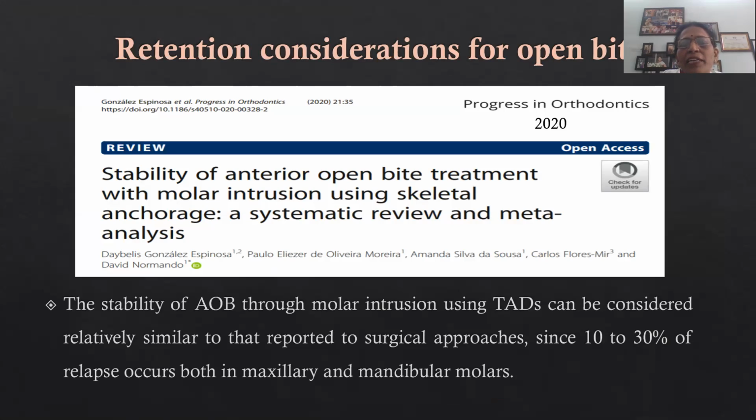So this is a systematic review and meta-analysis published in Progress in Orthodontics, where they have studied the stability of anterior open bite treatment with molar intrusion using skeletal anchorage. And the authors concluded that molar intrusion using TADs can be considered relatively similar to that reported for surgical approaches. Meaning, by surgery, what corrections you get, and by TADs, what corrections you get.